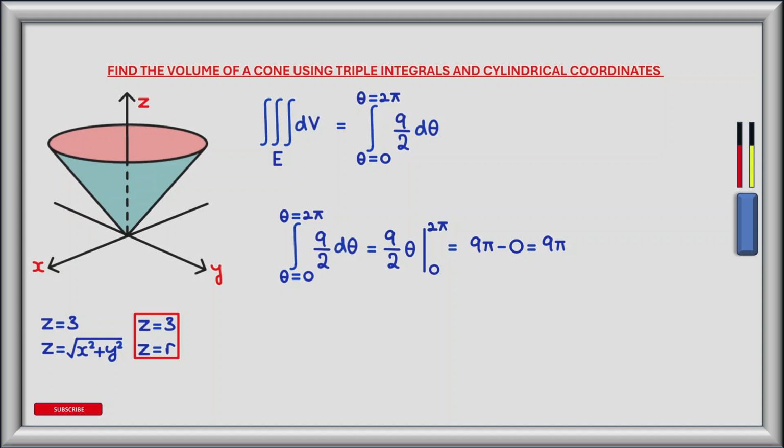And last but not least, let's move on to our outer integral, where we want to integrate between theta equals 0 and theta equals 2 pi of 9 over 2 d theta. Using the power rule to evaluate this, we get 9 over 2 theta. And plugging in the limits of integration, we get 9 pi minus 0. And this gives us our final solution, where the volume of the cone is equal to 9 pi.